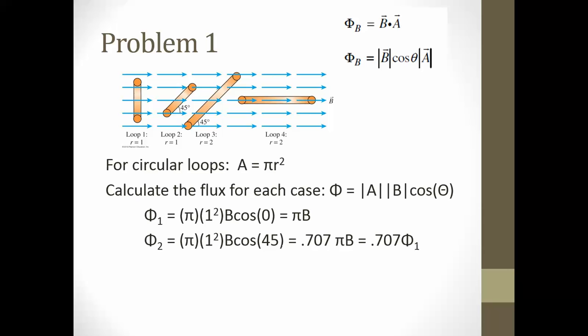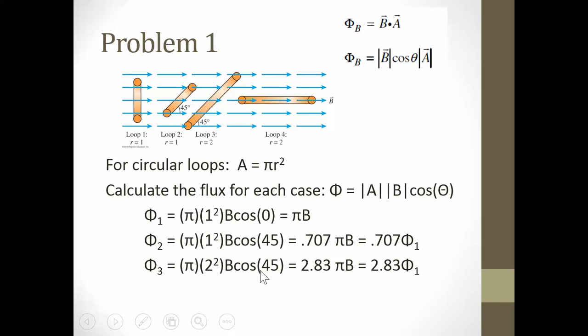For the second one, we have the same area, but now we have an angle of 45 degrees, which gives me a 0.707 on the front. And it ends up as 0.707 times pi times B. Well, that basically is the same as 0.707 times the flux of the first one. For the third one, our angle is the same as the second one, but now we have a larger radius. So when we simplify it, we get 2.83 times pi times B. And remember, pi times B is the flux of the first one. So this is 2.83 times the flux of the first one.